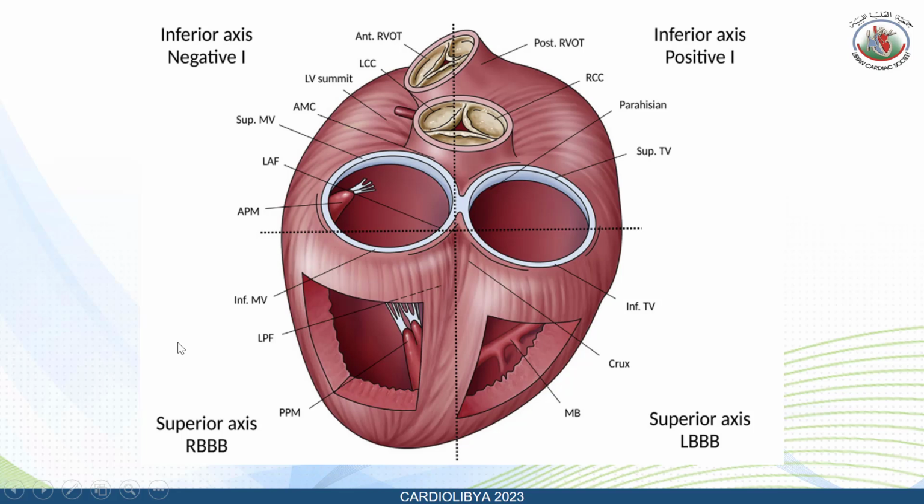When PVCs have a superior axis and right bundle branch morphology, they mostly come from the inferior mitral valve or left posterior fascicle or posterior papillary muscle. When they have a superior axis and left bundle branch block morphology, they mostly come from the inferior tricuspid valve annulus or from the crux or moderator band.